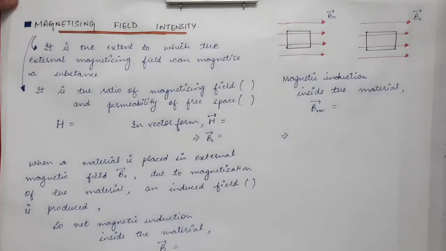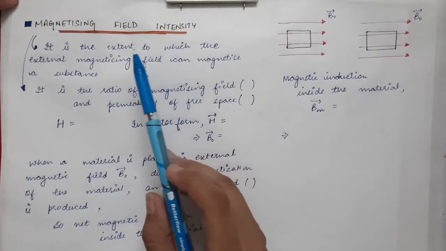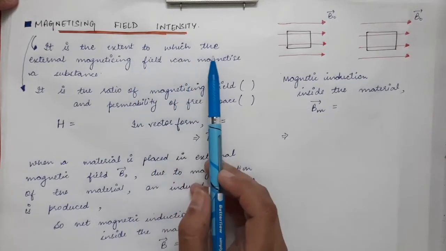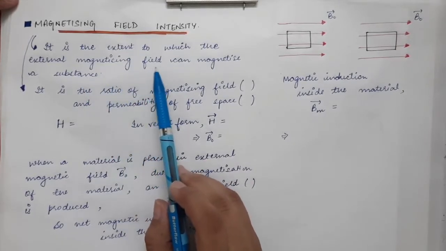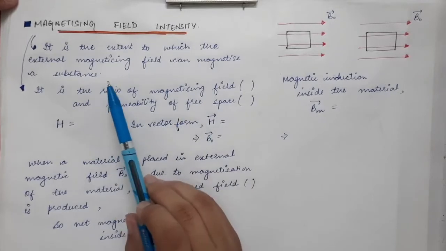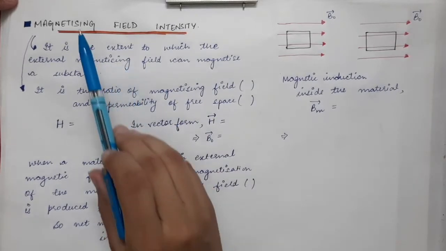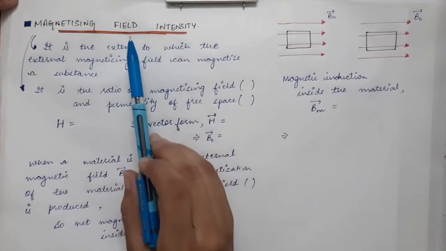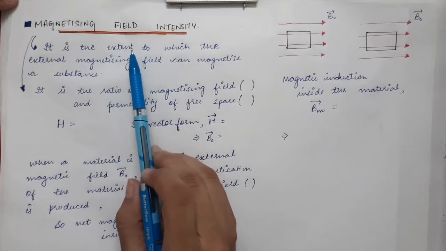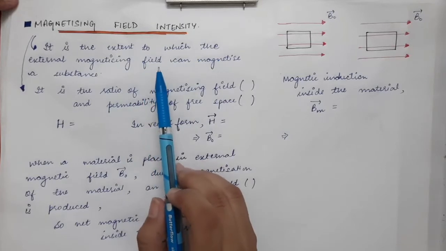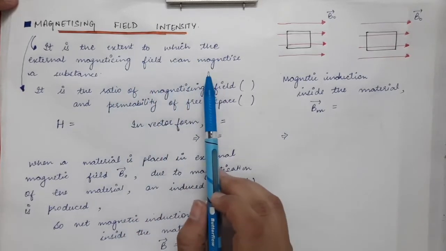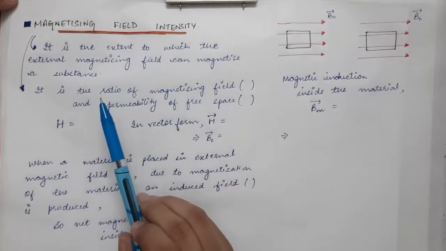Now we are going to study about magnetizing field intensity. The magnetizing field intensity is the extent to which the external magnetizing field, means the external magnetic field, can magnetize a substance. This is defined as the extent, or you can say the limit up to which the external magnetizing field or the magnetic field can magnetize a substance.